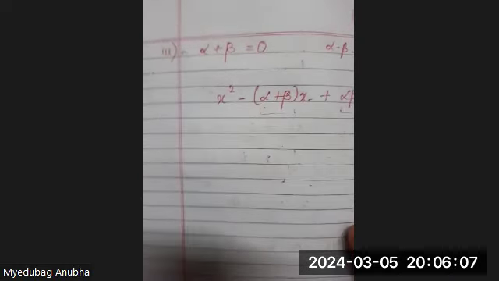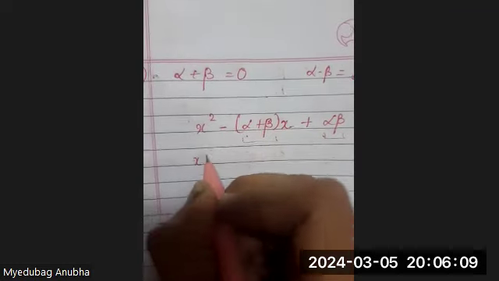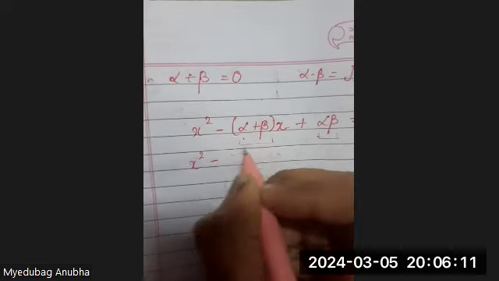x square minus 3 plus root 5. Okay. So since you have solved, tell me how you have to write down the equation. Now this must be x square minus (alpha plus beta) x plus alpha beta, right? So it will be 0 multiplied by x.